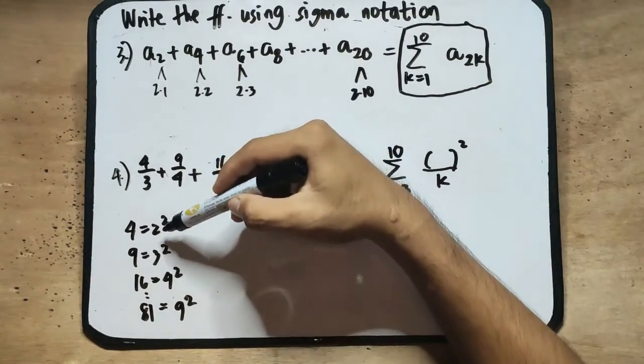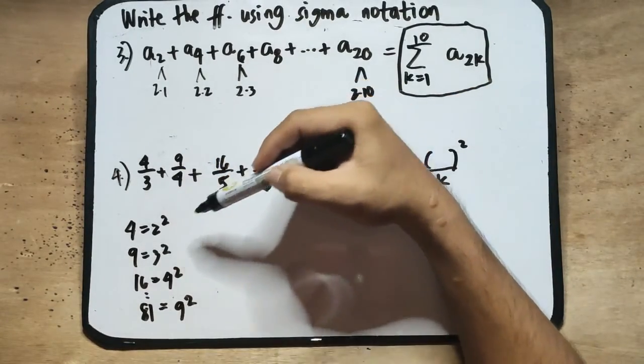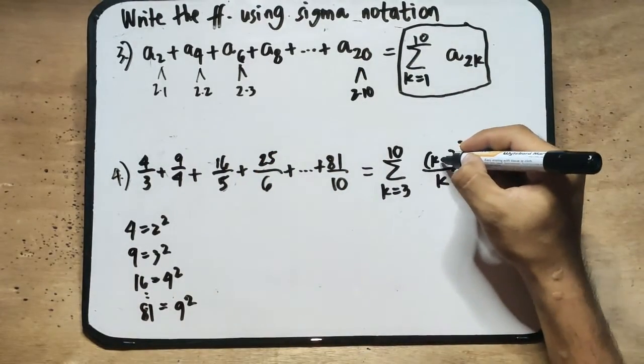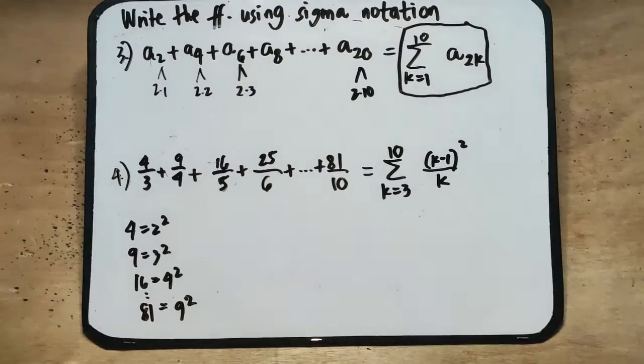So, 3 minus 1 is 2, 4 minus 1 is 3, 5 minus 1 is 4, and 10 minus 1 is 9. So, definitely, we have k minus 1. So meaning our sigma notation for item 4, we have the summation of k minus 1 squared all over k from 3 to 10. Understood?